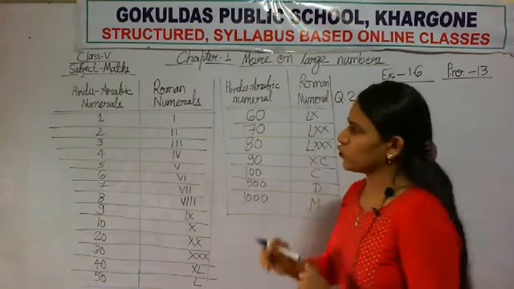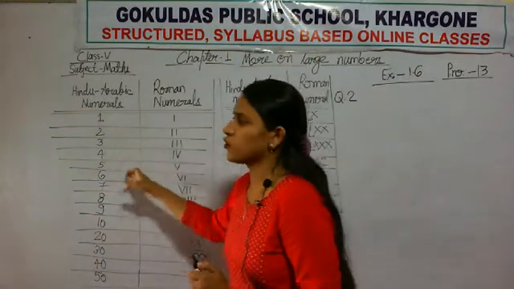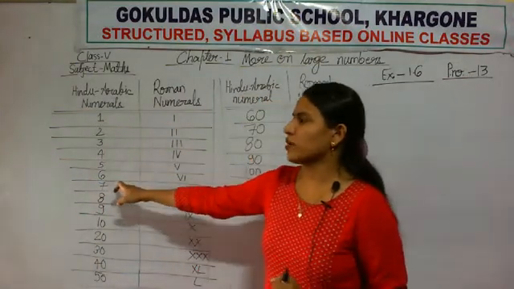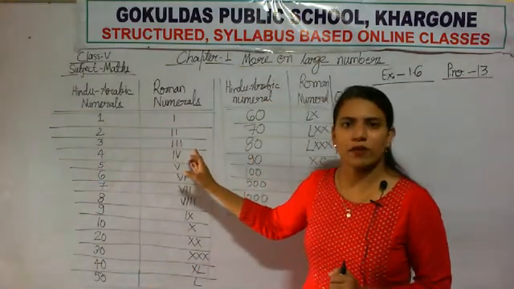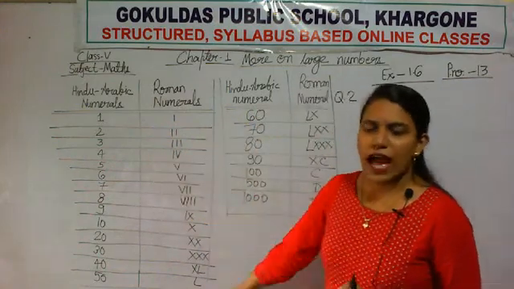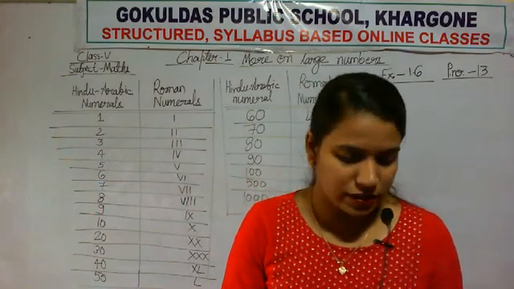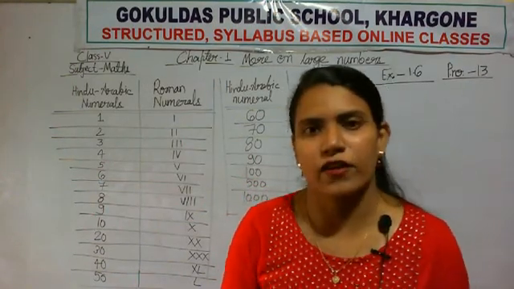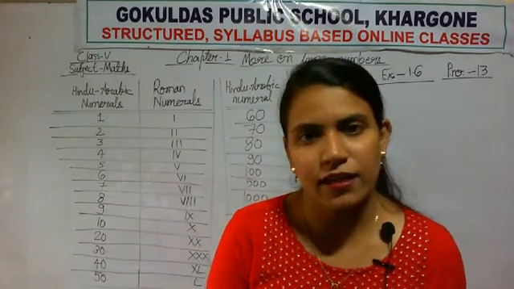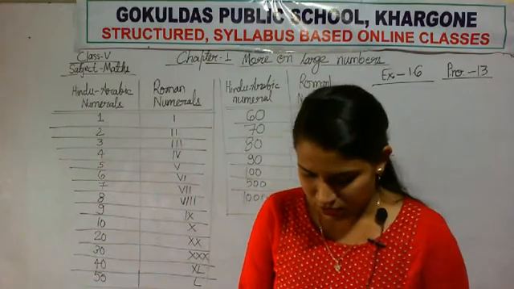I have given you one homework. What was your homework? Your homework was to learn all these Hindu-Arabic numerals along with their Roman numerals, up to 1000. I hope you have learnt it, and if not, then keep learning these Hindu-Arabic numbers and their Roman symbols.